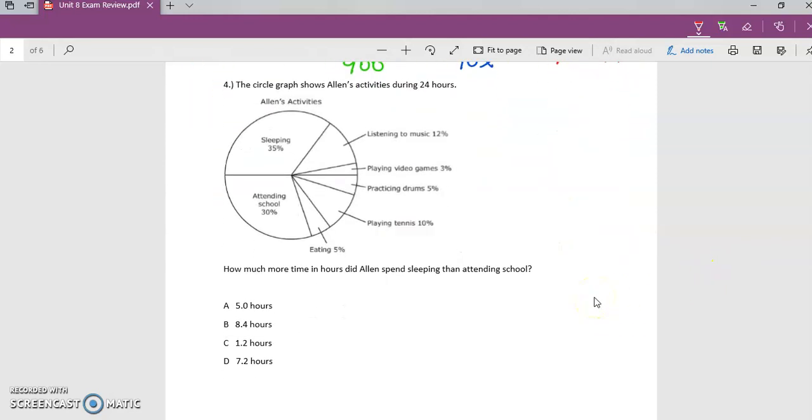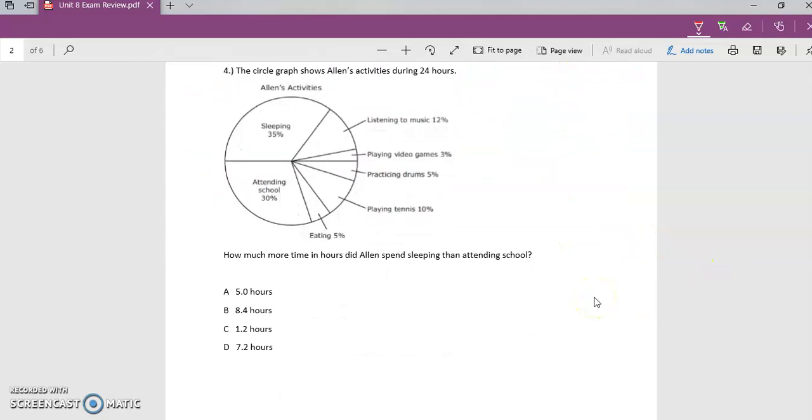Okay, number 4. The circle graph shows Alan's activities during 24 hours. So he has all these different things that he's doing. How much more time in hours, this is the important part, in hours, did Alan spend sleeping than attending school? So we're comparing sleeping, which is 35%, to attending school. 35% minus 30% leaves 5% left over.